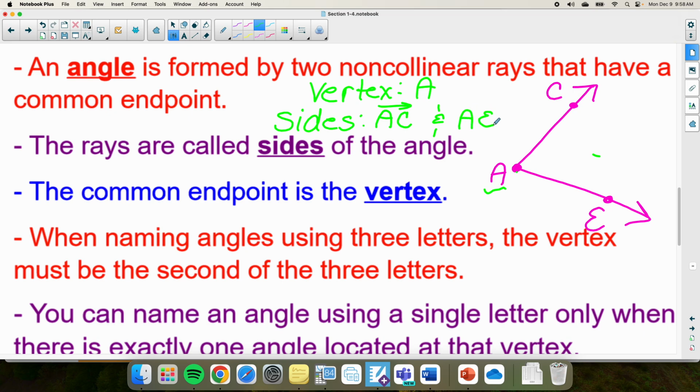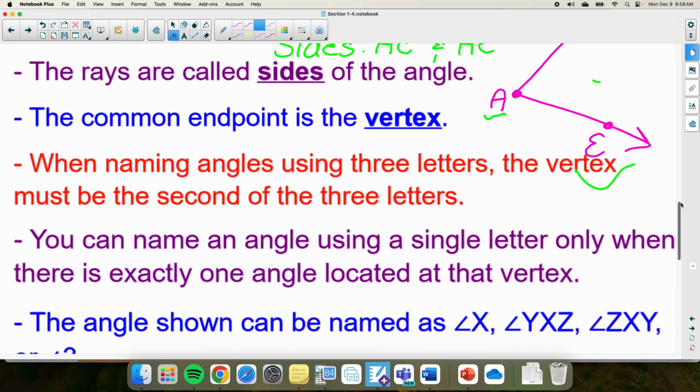So that's one type of question that you are going to see. They're going to give you an angle, they're going to ask you for the vertex, which is that middle point where both rays take off, and then the two rays are the sides, okay?